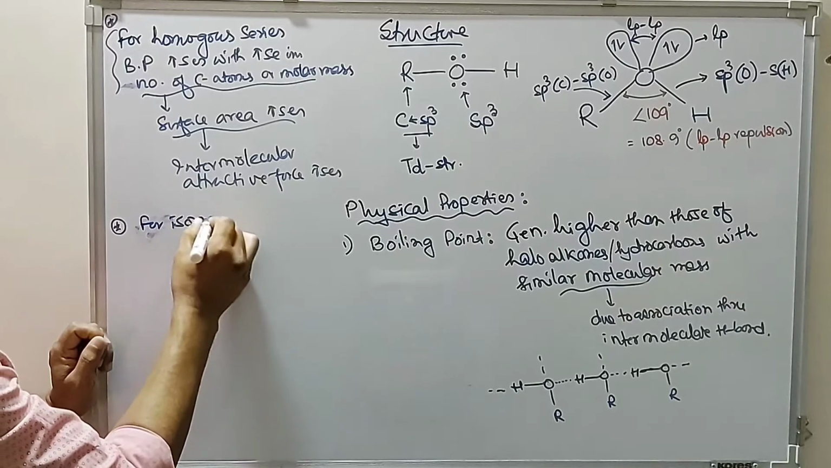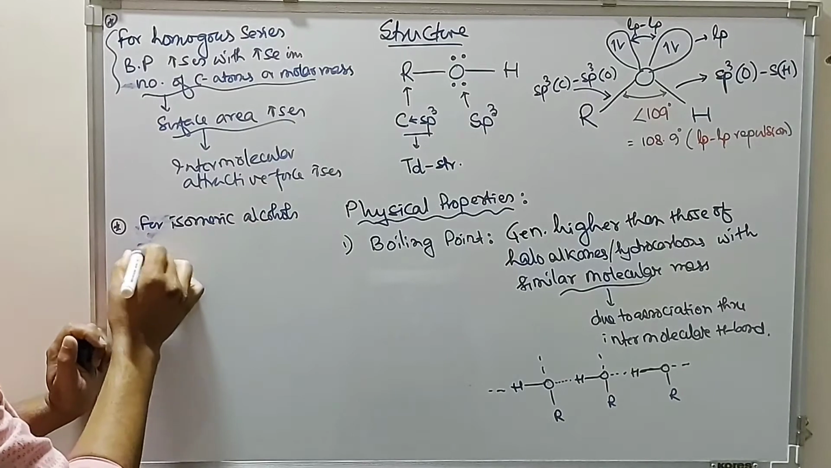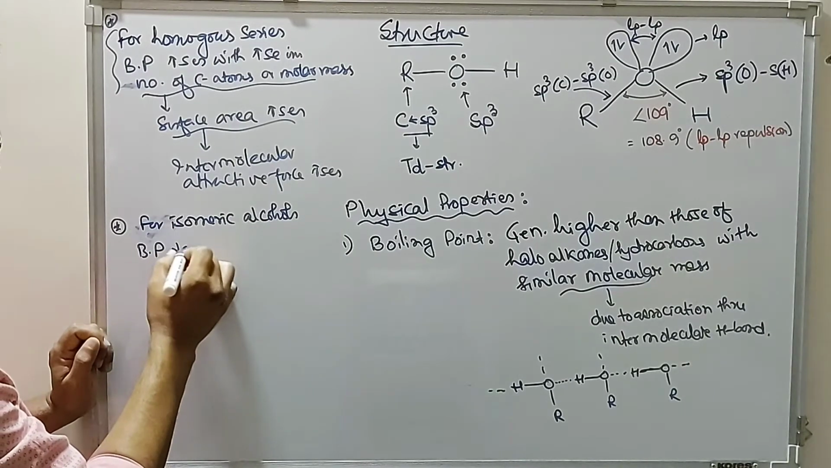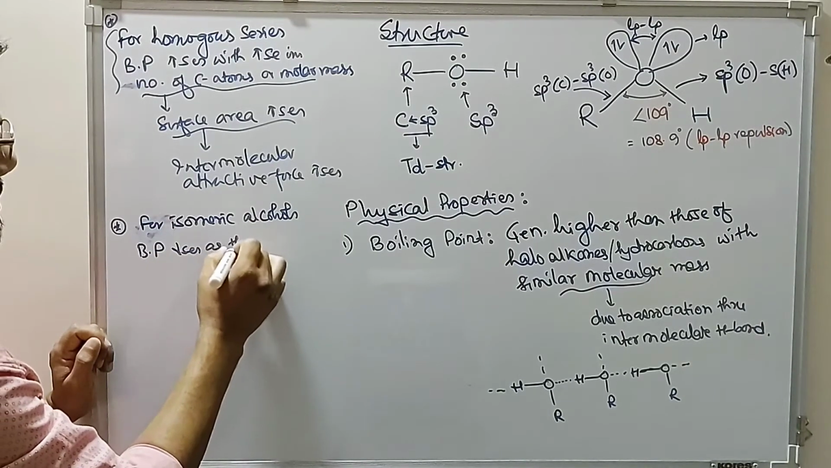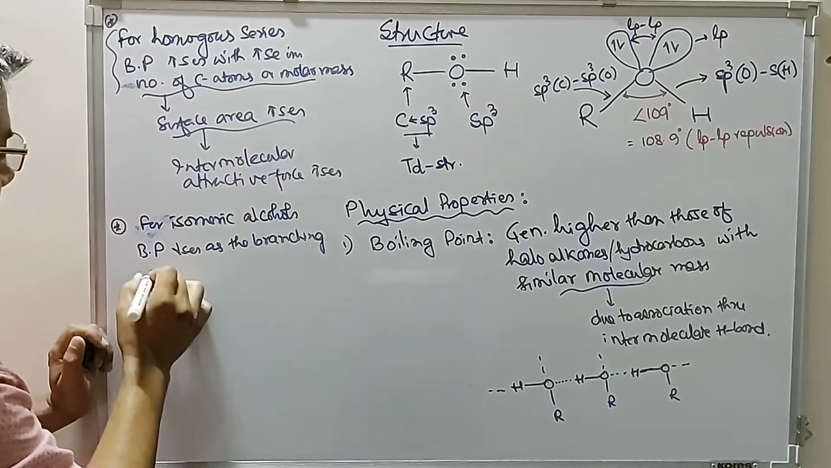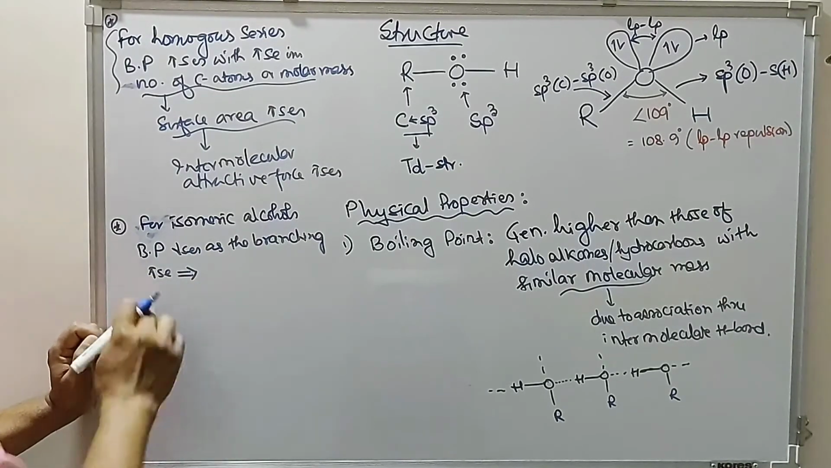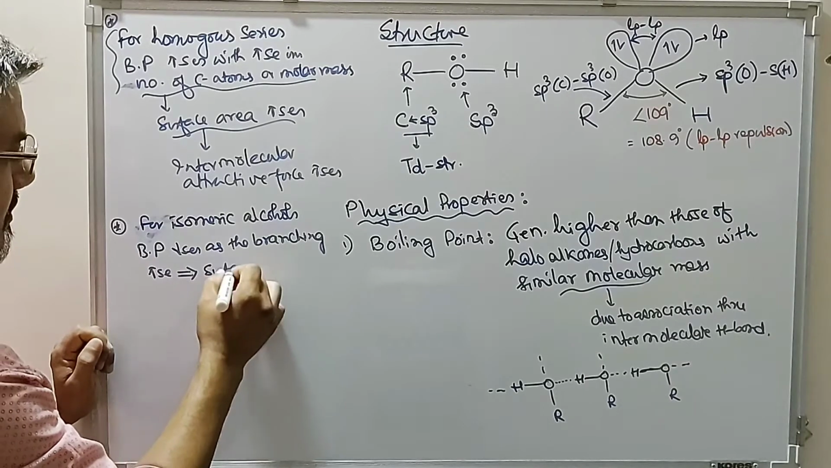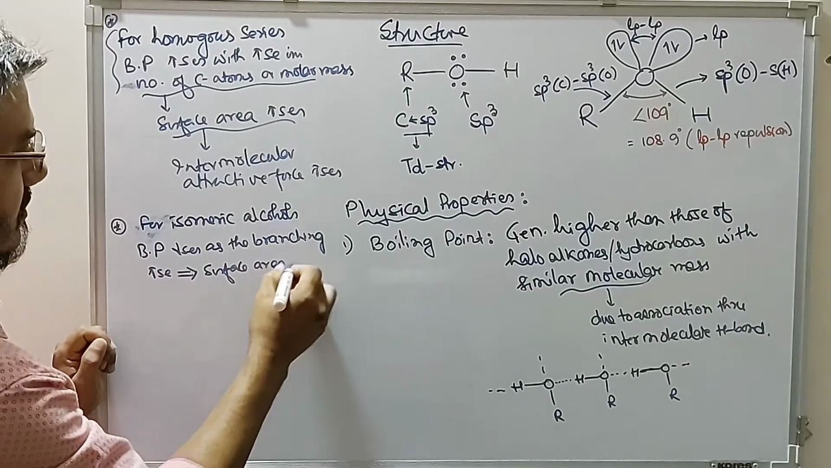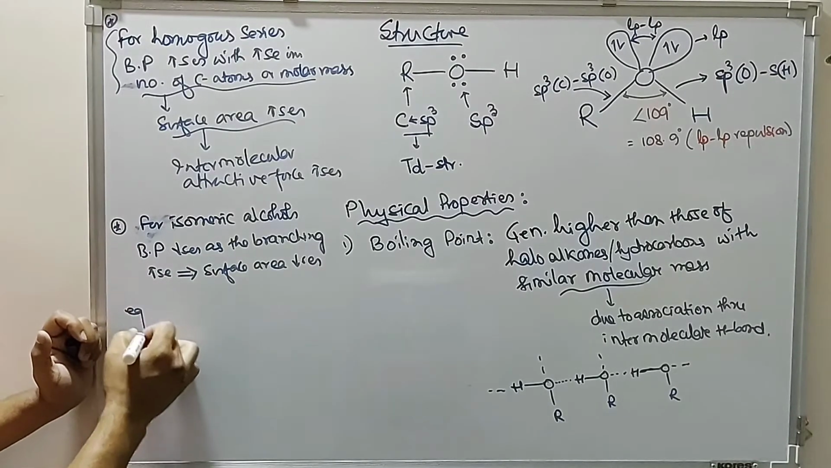For isomeric alcohols, boiling point decreases as the branching increases. The reason is, with increase in branching, surface area decreases. With decrease in surface area, the intermolecular attractive force decreases. So look at this example.